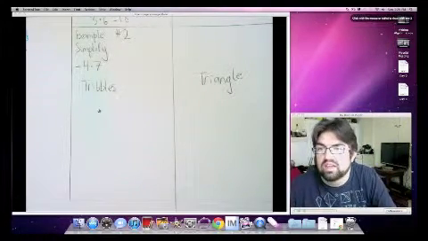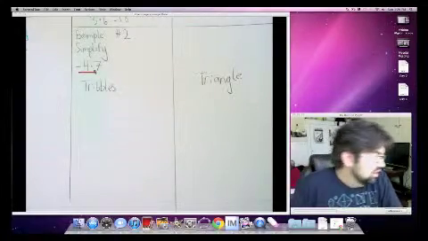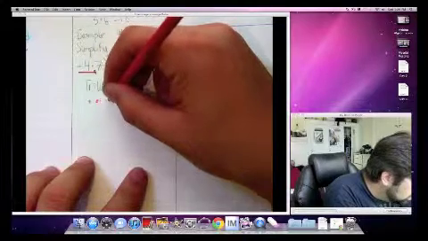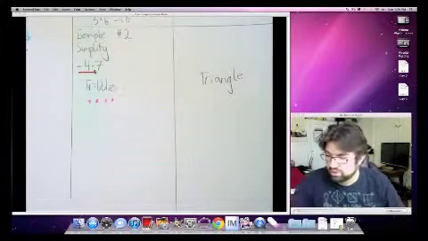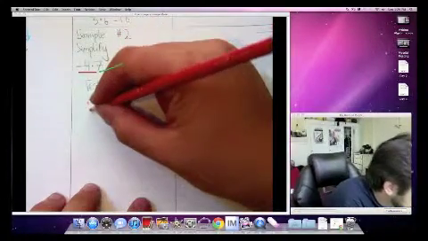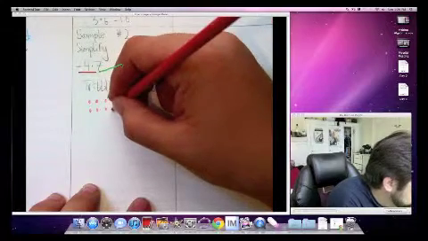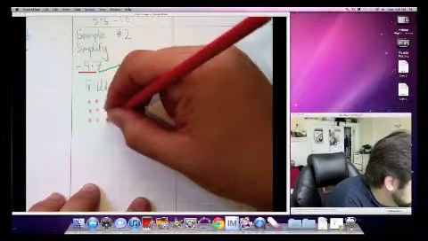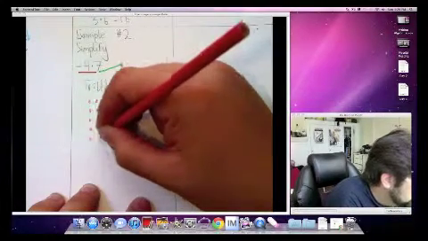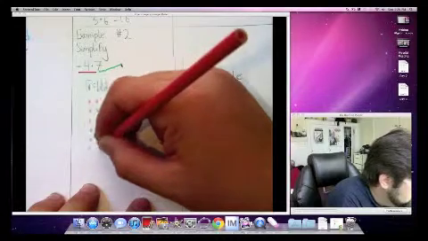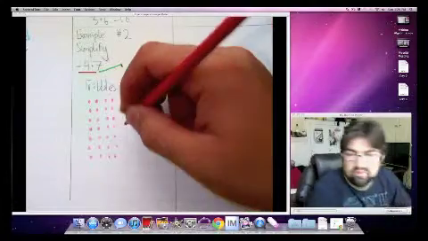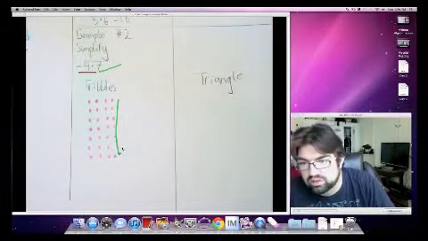So I'm going to take that -4. I'm going to put 4 evil triples: 1, 2, 3, 4. That's my -4. And then I have 7 groups, so I'm going to do it 7 times. So that's 2, 3, 4, 5, 6, 7. So I have my 7 groups right here.